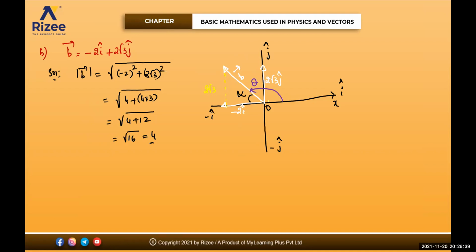Now, can I get the alpha value from the figure? Tan alpha will be equal to 2 root 3 divided by 2. So 2 and 2 will get cancelled. This will be root 3. So alpha value will be 60 degrees. If alpha value is 60, this total angle is 180. Therefore, theta will be equal to 180 minus alpha. 180 minus 60 is 120. So theta will be equal to 120 degrees with positive x-axis.